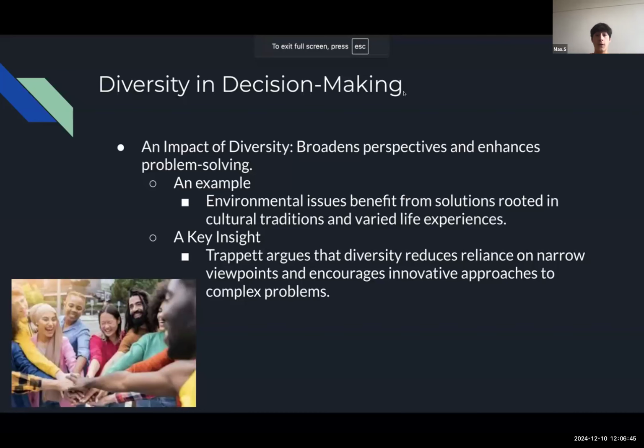And so, diversity in decision making. An impact of diversity is that it helps broaden perspectives and enhance problem solving. An example of this would be environmental issues can benefit from solutions rooted in cultural traditions and varied life experience. A key insight I took from my readings during my research was that Truckett argues that diversity reduces reliance on narrow viewpoints and encourages innovative approaches to complex problems.